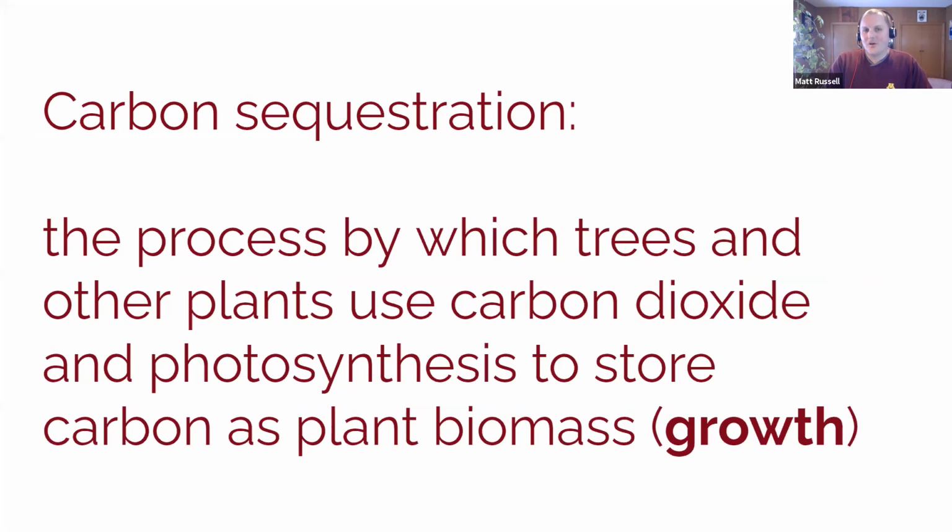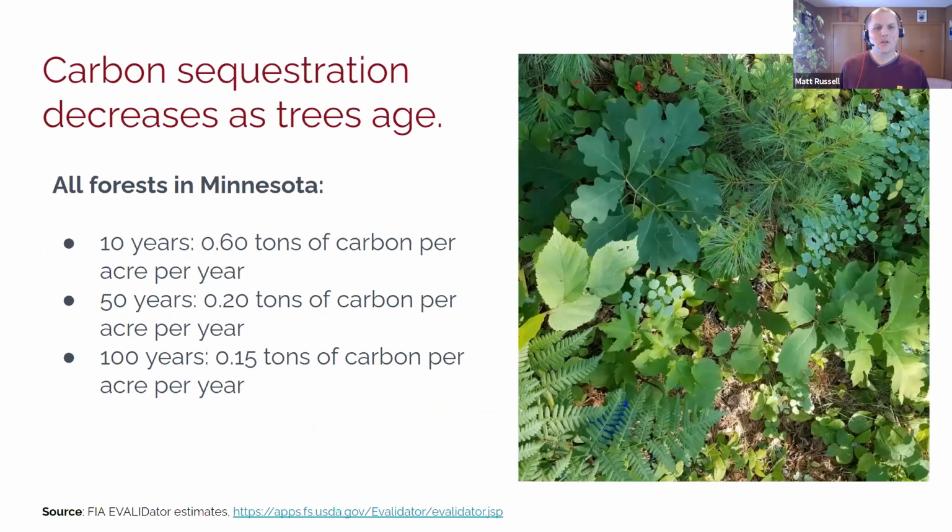Well, when we talk about growth, that's really what sequestration is. It's just the process by which trees and plants use CO2 and photosynthesis to store carbon as plant biomass. And so whenever we talk about sequestration, we always have to have a time 1 and a time 2, so that we can quantify how much carbon is being sequestered over a certain time period.